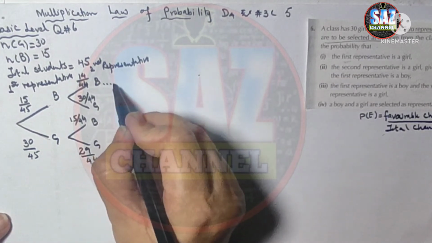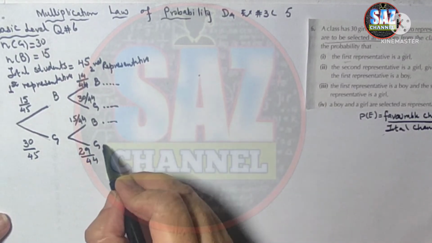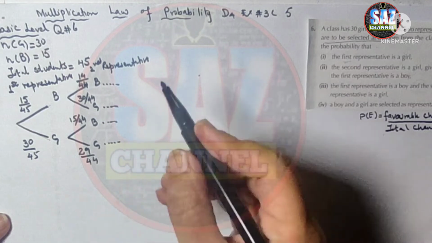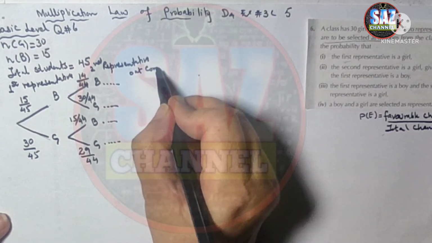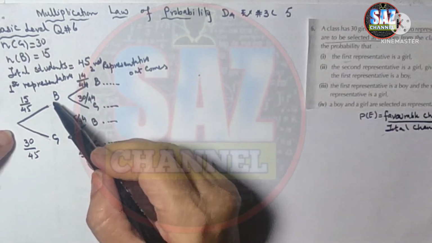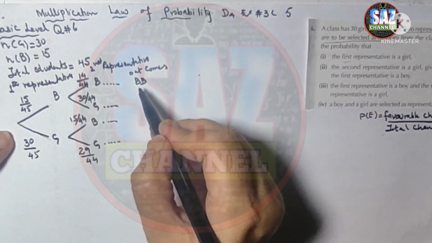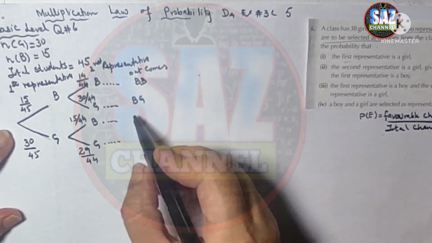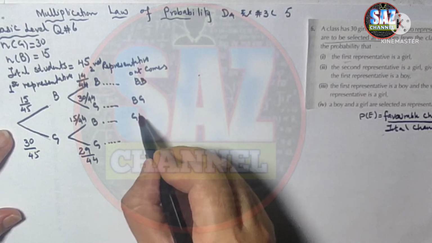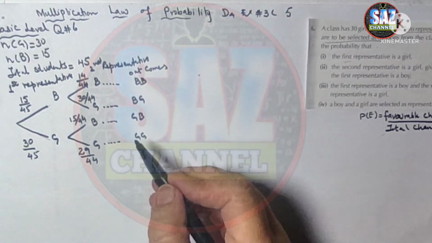And here we can write the outcomes as well. Outcomes will be helping us in different choices. Look: boy with boy, boy with girl, girl with boy and girl with girl. These are the different choices.